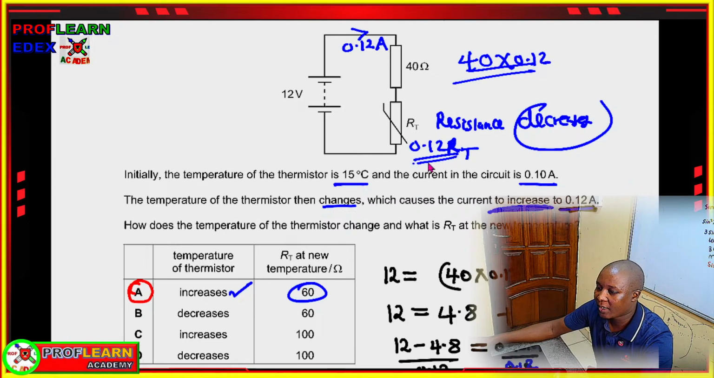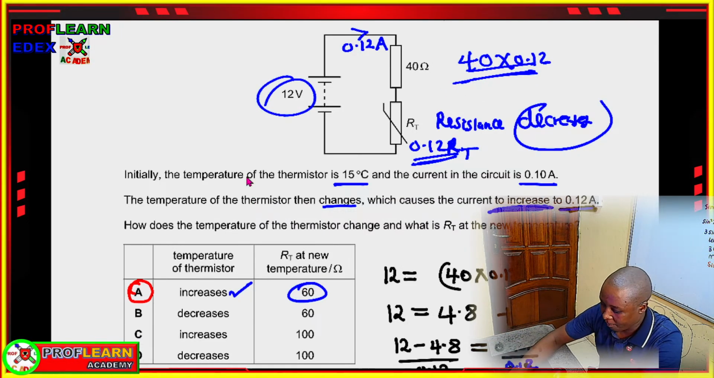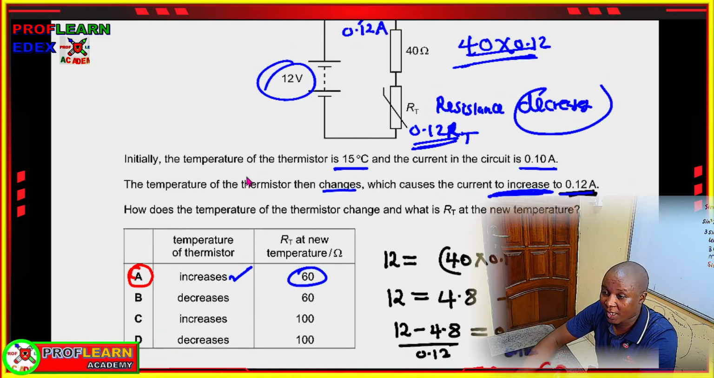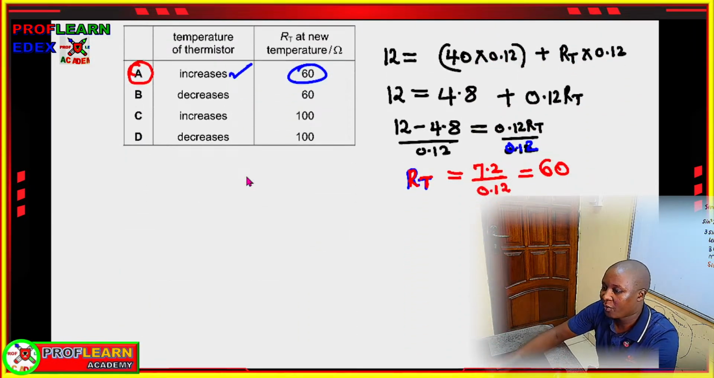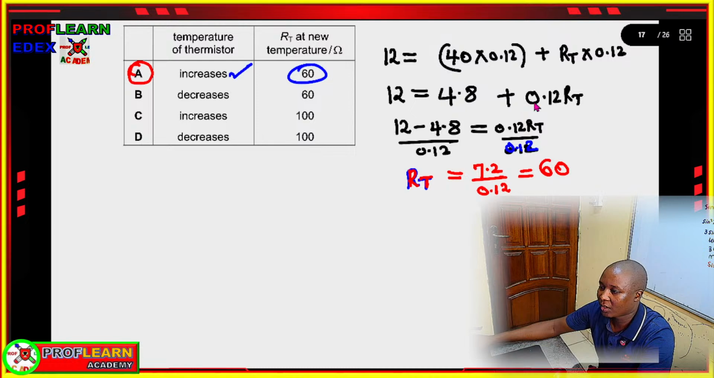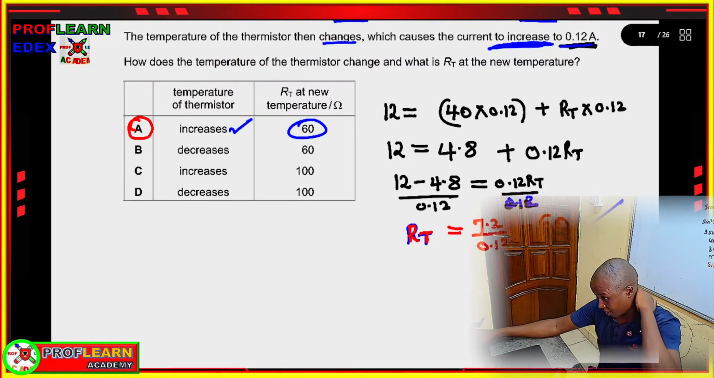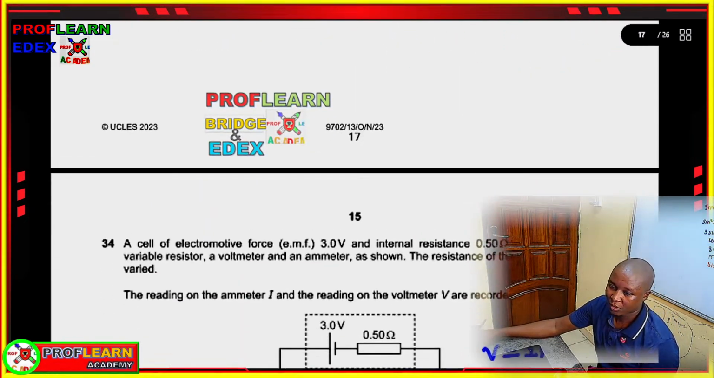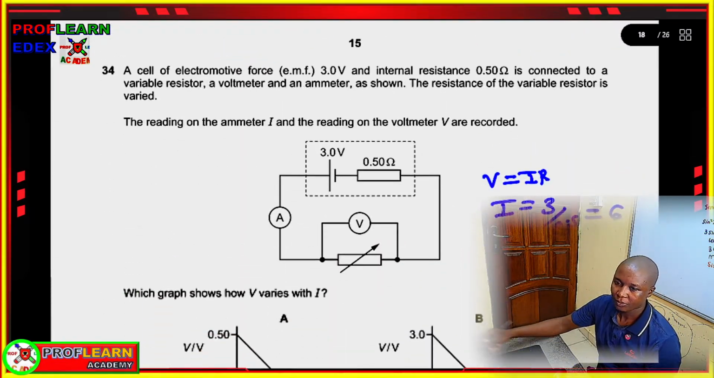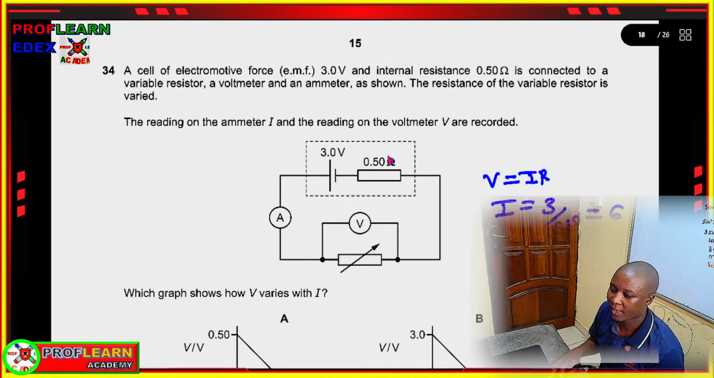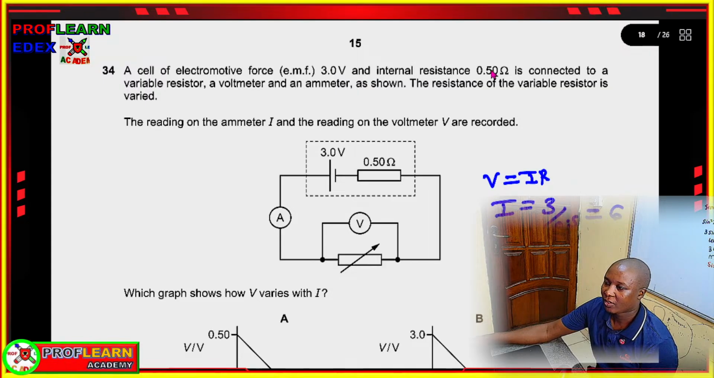So if you add this voltage and this voltage, it will give you the voltage of the battery. And if you do that, you are going to get 4.8 is equal to 0.12 RT. Then if you work it out, you are going to get 60 ohms. 60 ohms.